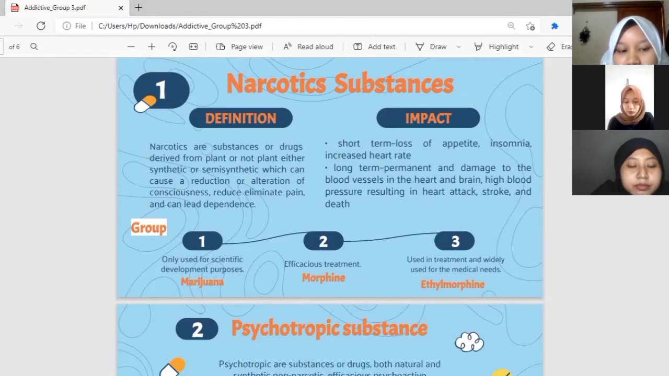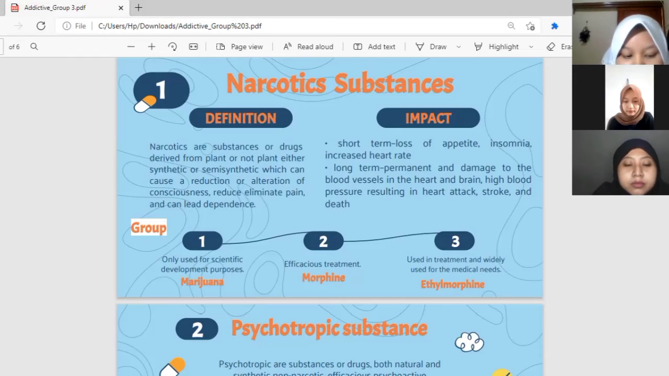The first group is only used for scientific development purposes because it has a high potential to cause dependence. And the examples are marijuana, or we know it as ganja, and then cocaine and opium.